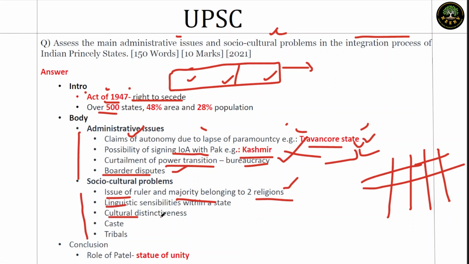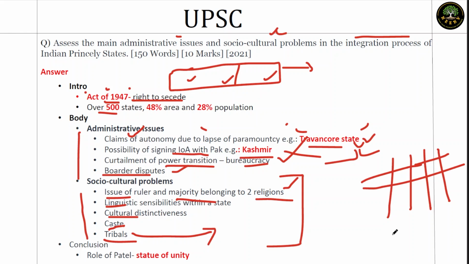Next is cultural distinctiveness. You have caste distinctiveness. Then you have tribals. This issue is still going on. The demand for separate tribes, separate states or distinctive units based on tribal ethnicity is still going on. So these can be categorized as socio-cultural problems.